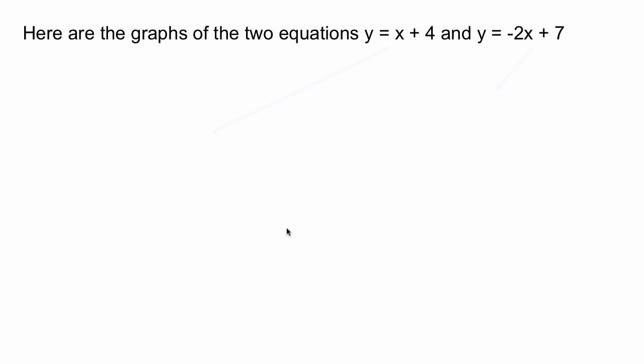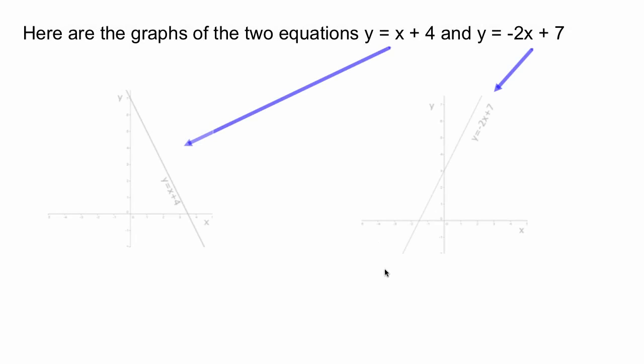Here are the graphs of the 2 equations, y is equal to x plus 4 and y is equal to minus 2x plus 7. So even though they can be expressed in an algebraic way, they can also be expressed by drawing them. 2 different equations and 2 different straight lines. Each straight line has its own unique equation. We call these linear equations.